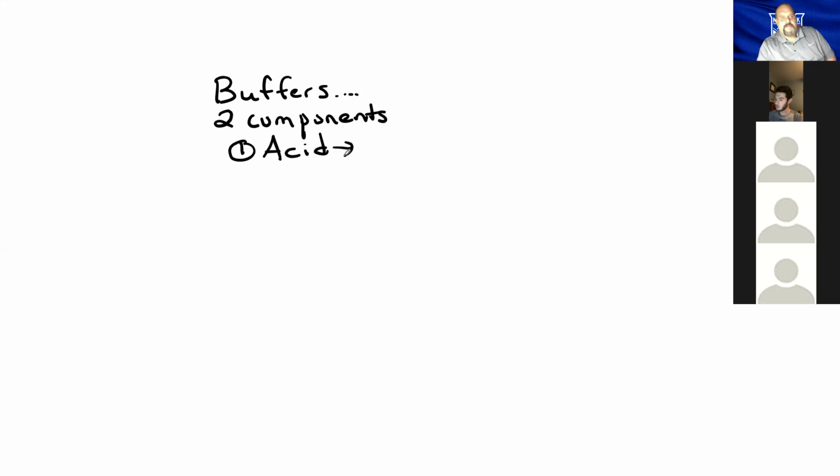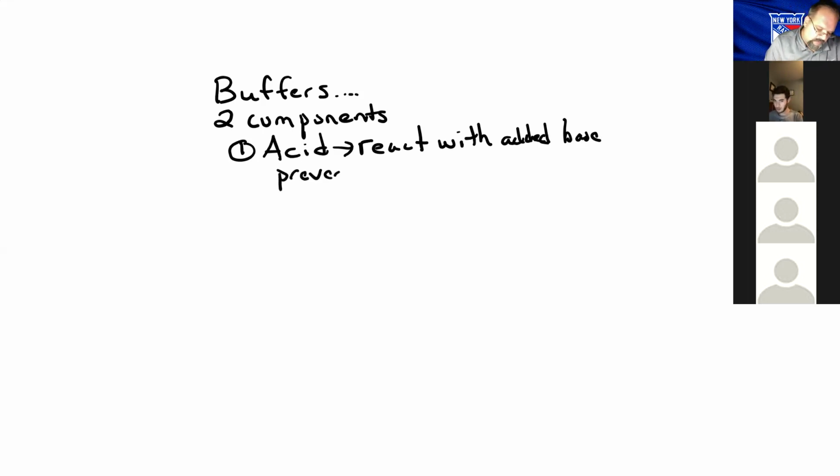What's the main idea of the acid component of the buffer? It's going to react with added base. Okay. So the main idea of the acid component of the buffer is to react with added base. And by doing so, it prevents the pH from increasing. So that's one component of a buffer that you absolutely have to have.